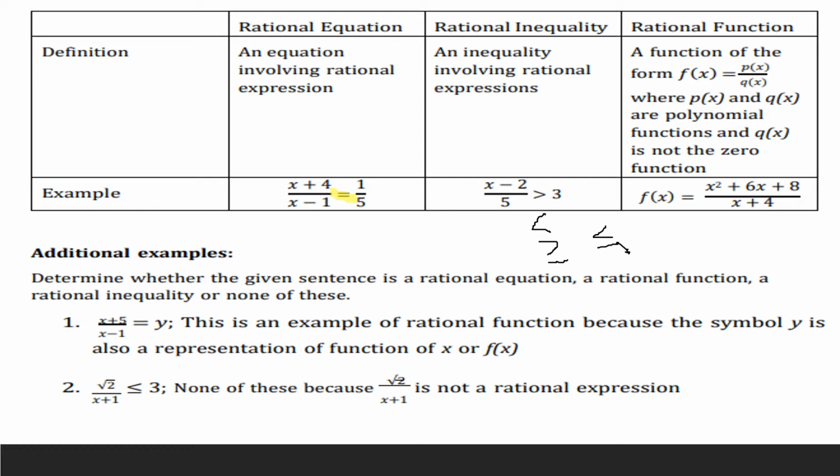So, kapag may nakita ka mga symbol na ganyan, ibig sabihin po, ito po ay rational inequality as long as it involves rational expression. Okay?